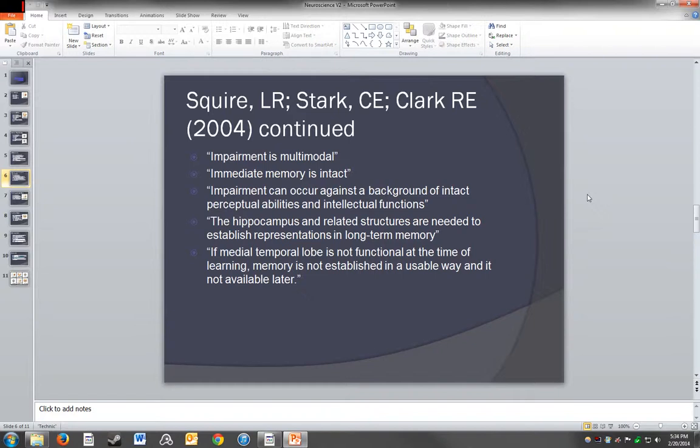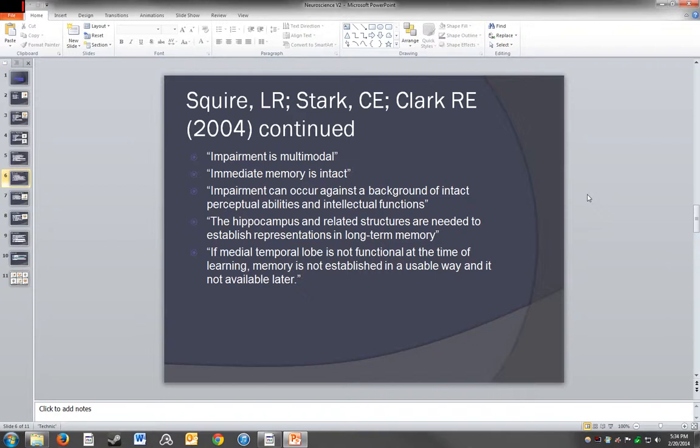Second is that immediate memory is intact. It's pretty self-explanatory. Patients are able to remember 2 to 3 digits for I think up to about a minute, but the more complex the digits got, or complex ideas, concepts, so if you give them like 5 to 6 digits, or you try to teach them different ideas and theories, the impairment was very immediate. They would forget, I think, as quickly as 10 seconds.